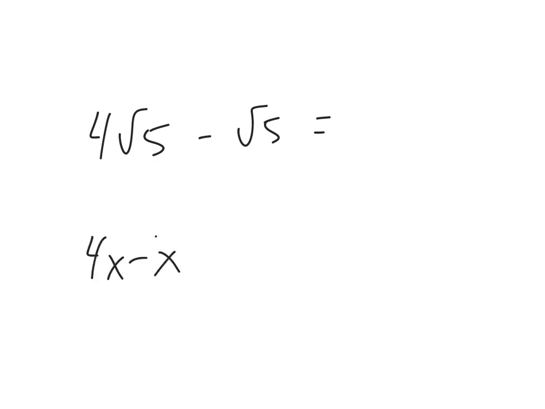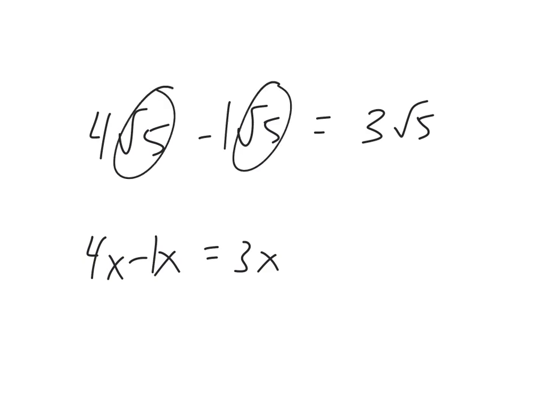So let's say we've got 4 radical 5 minus radical 5. Well, if I had 4x minus x, isn't there a 1 there? So that would be 3x, wouldn't it? So there's still a 1 there. So it's going to be 3 radical 5. So anytime I have the same radical, I can add and subtract. Okay?